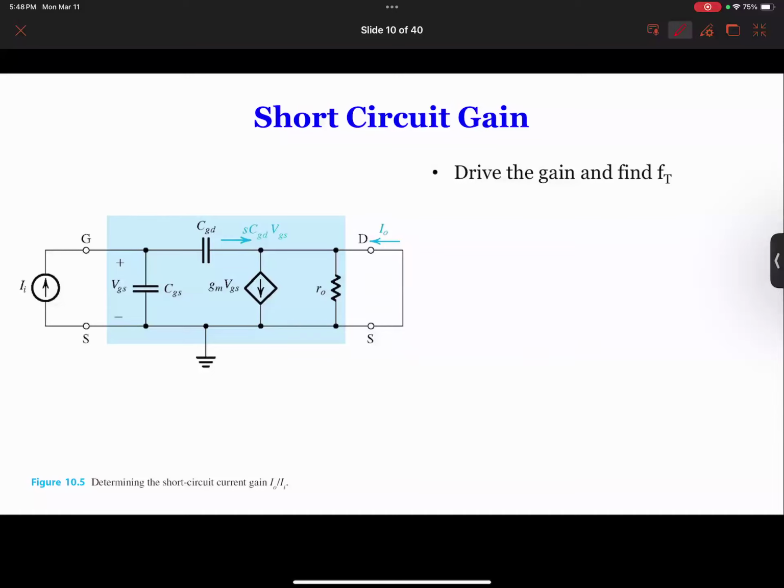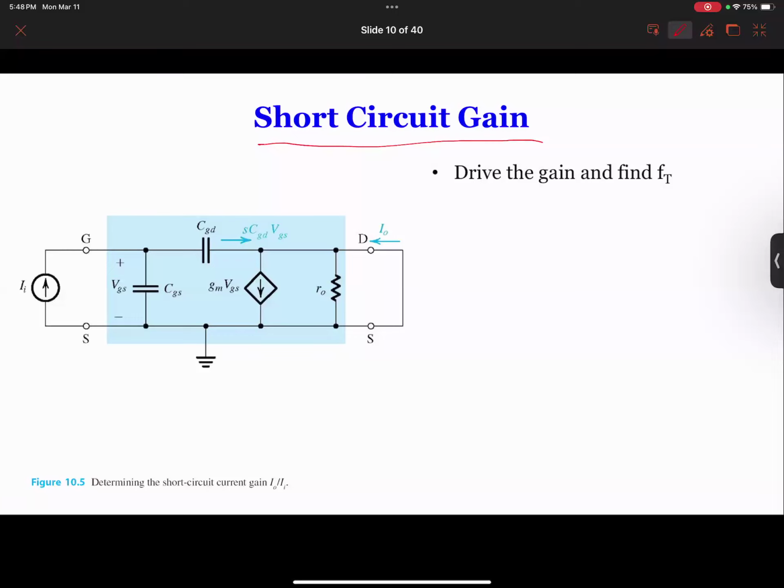So one is we're going to do what we call a short circuit current gain. So when we do short circuit current gain, we basically have an input current, because we're talking about current gain. I think Wednesday we'll talk about voltage gain. So we have a current coming in, input current, and for the output, we short the circuit because we're talking about current. So we short circuit.